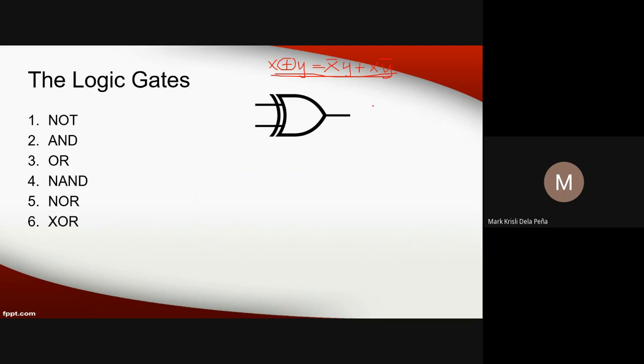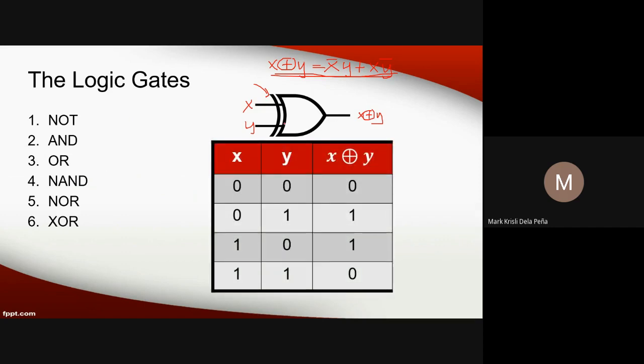The symbol for XOR is this one. You have an OR gate, but with a curve here, and you will have an output X XOR Y. And the truth table is this one. Both variables should not have the same values. Otherwise, if they have the same values, then the output of that gate is equal to 0. If they don't have the same values at the same time, then the output is 1.